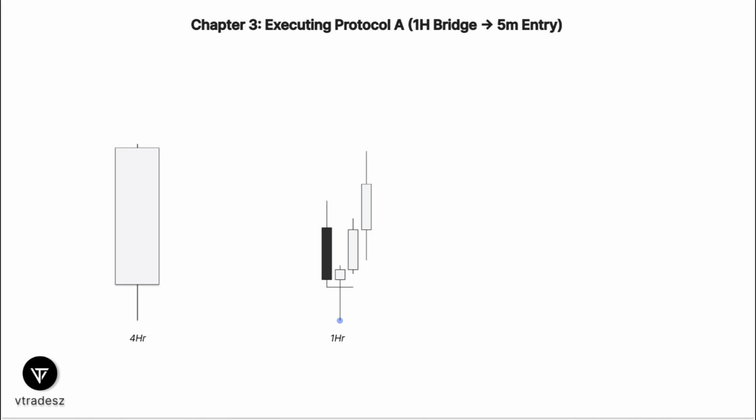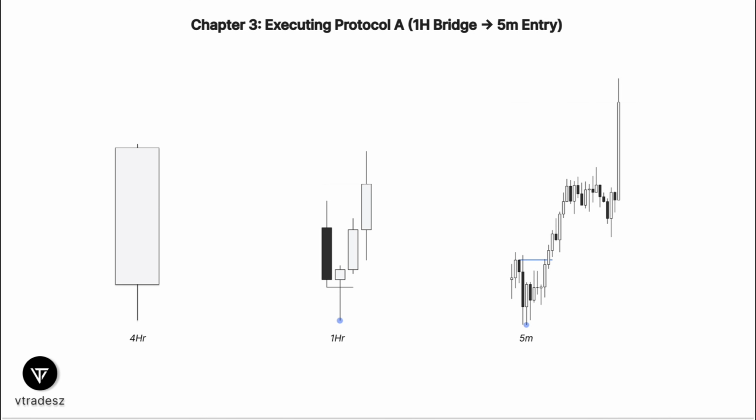You are waiting for the 1-hour swing point. This is the mechanical trigger. You want to see a 1-hour candle sweep the previous liquidity pool, the low, and then close back inside the range. That closure is the signal that the protraction is over. The 4-hour wick is theoretically finished. Once that 1-hour candle closes, the bridge is built.